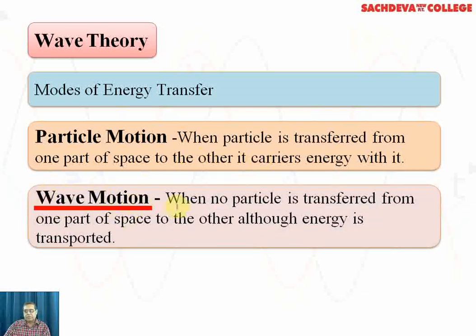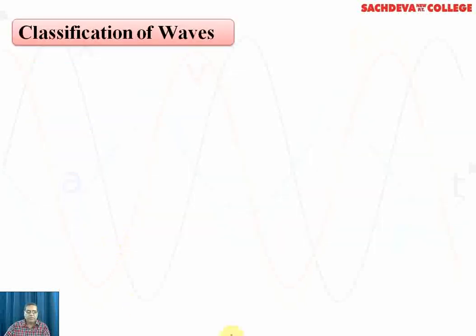Now we come towards wave motion. Normally, wave motion means the disturbance produced in the medium by to and fro motion of the particles. To and fro means back and forth motion. So the main context is that no particle is transferred from one part of the space to the other, although energy is transported. And that energy performs the work, and work is obviously force into displacement. So when this energy is transported, it will exert force and will cause displacement to that portion where this energy has been transferred. Now we come towards the classification of waves, that is the various types of waves.